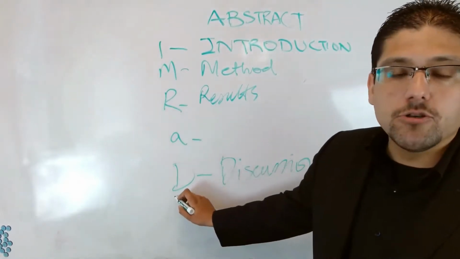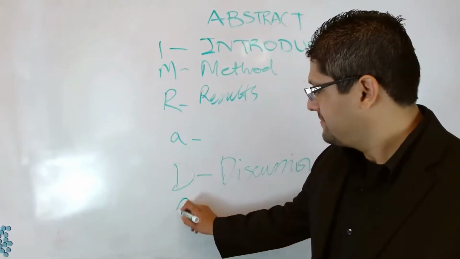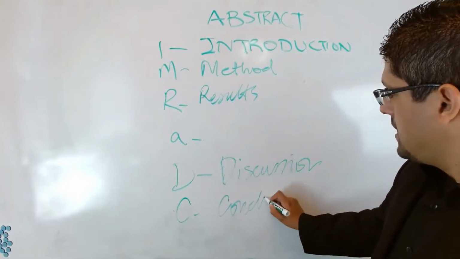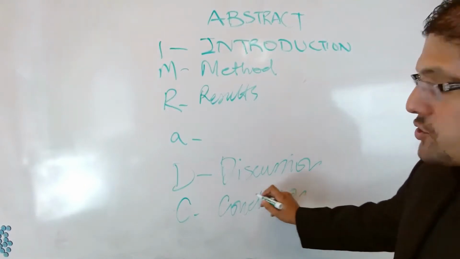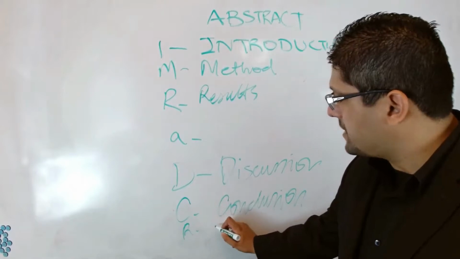Conclusion is optional because usually in the discussion, the last paragraph is the conclusion. But many journals have a must requirement of a separate heading of conclusion. And then the references is a must.